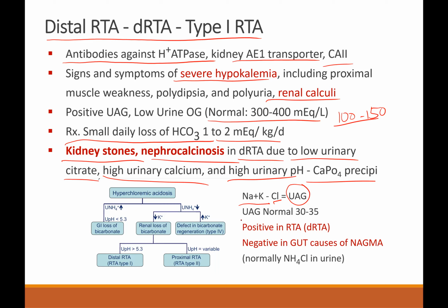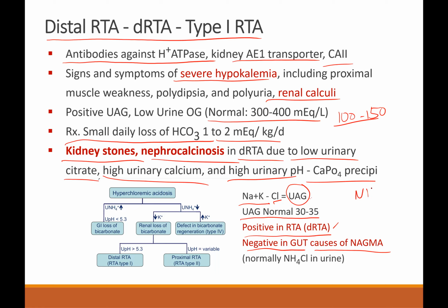Okay, urine anion gap normal is 30 to 35. Positive gap occurs in renal tubular acidosis, particularly in DRTA. Negative in gut and other causes of NAGMA. Okay, why is there a urine anion gap? This indicates ammonia. Indirectly, urine anion gap tells about ammonia.